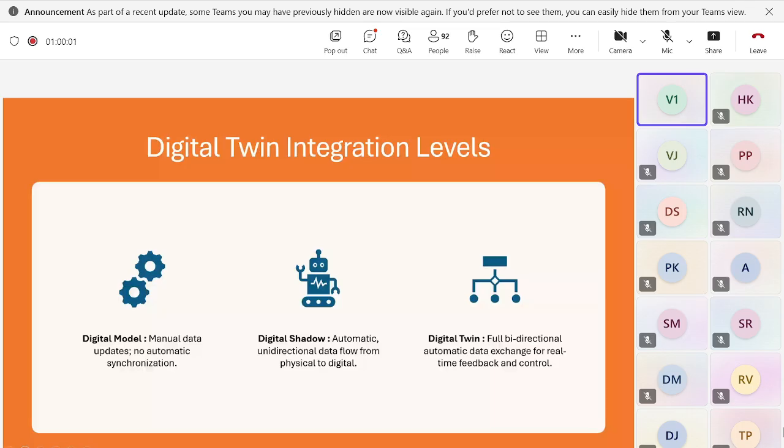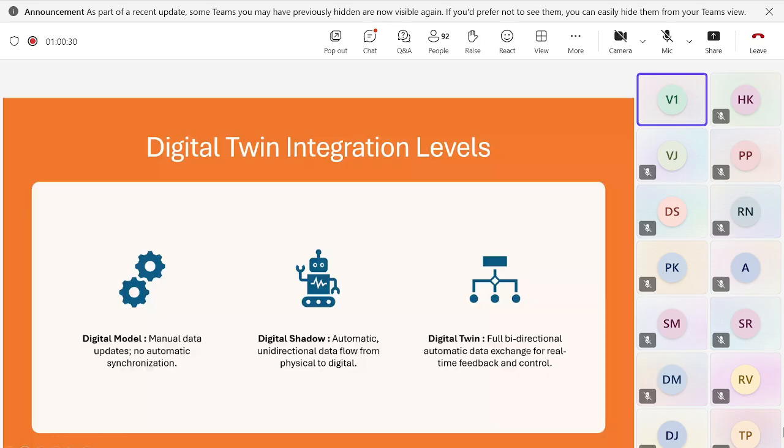The second is the digital shadow, where the flow is unidirectional, like simplex, half duplex, full duplex. It is automatic, better than manual, but it is unidirectional data flow. And the last one is the digital twin. It is the replica where the information is dynamic, and it is also bidirectional. So that's how we differentiate digital model, digital shadow, and digital twin, which are all different.